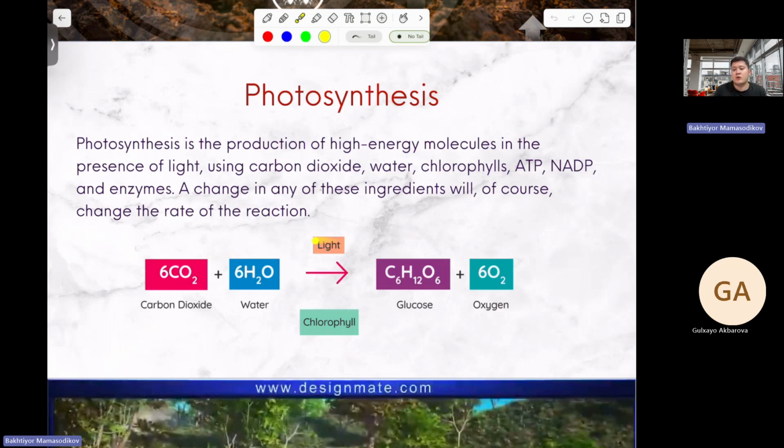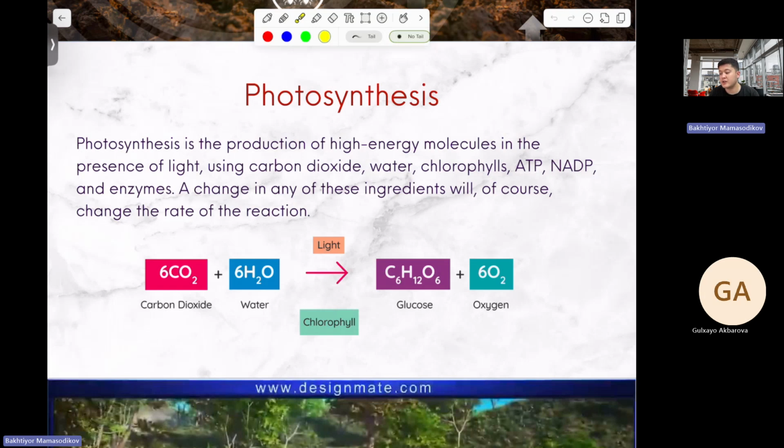The products are glucose, which is a sugar used as plant energy. It is stored or used in cellular respiration later. And the 6 molecules of oxygen are released into the air, used by humans and animals to breathe. There are two steps of photosynthesis: light-dependent reactions and light-independent reactions.